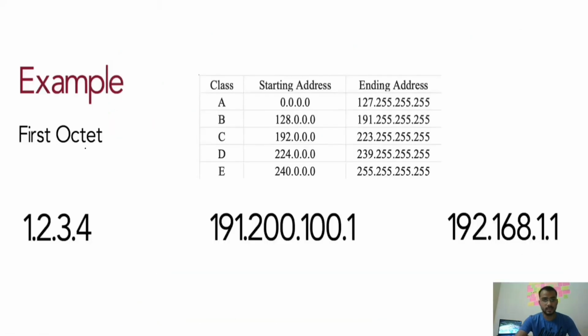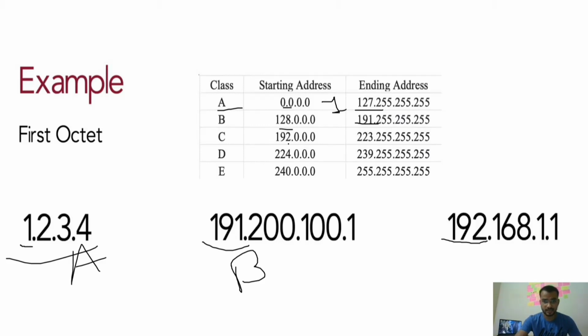Now let's see an example of how to identify which class an IP address is. Simply look at the first octet of the IP address and compare it with the table. The first octet lies between 0 to 127, so this is class A. Similarly, 191 lies between 128 to 191, so this is class B. And similarly class C is 192 to 223, so this is class C.